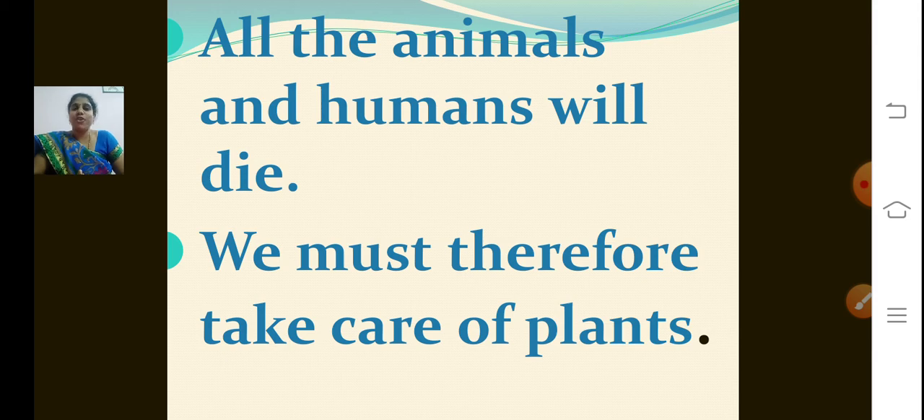And we must therefore take care of the plants. So what is today's topic? Plants around us. And you just color that page, and if you can, try to plant one sapling at your home.